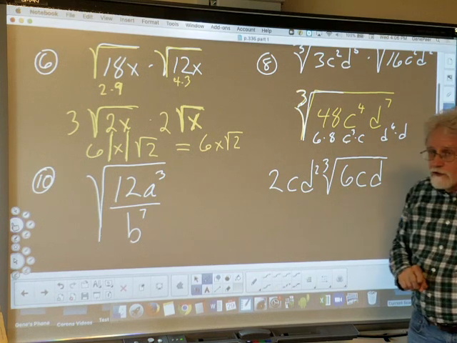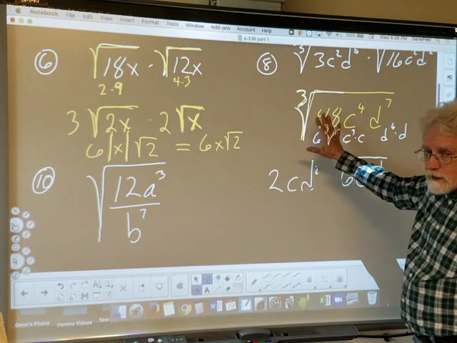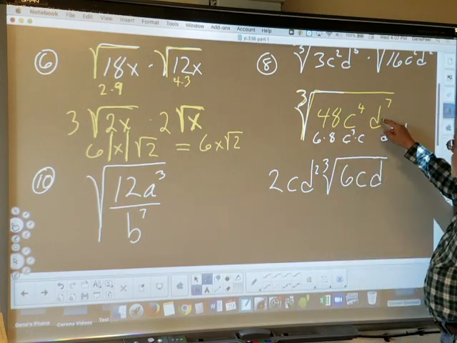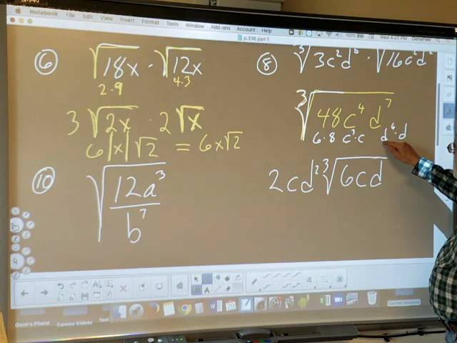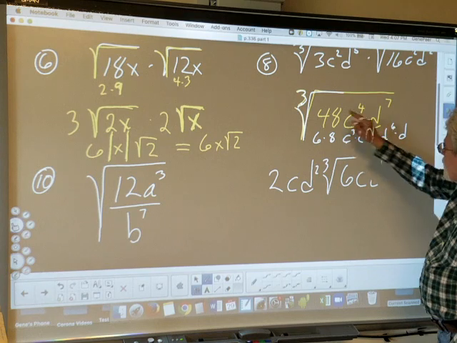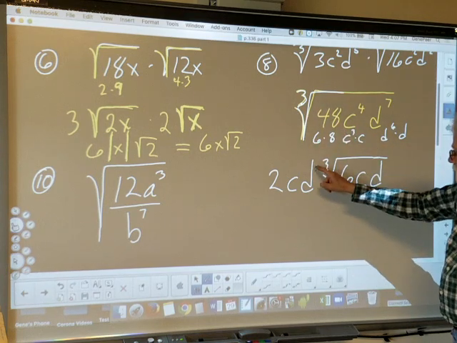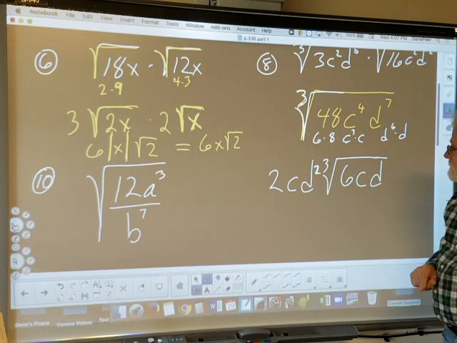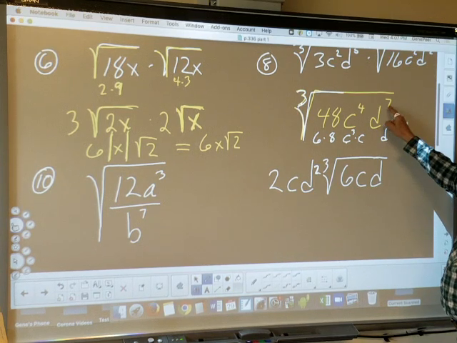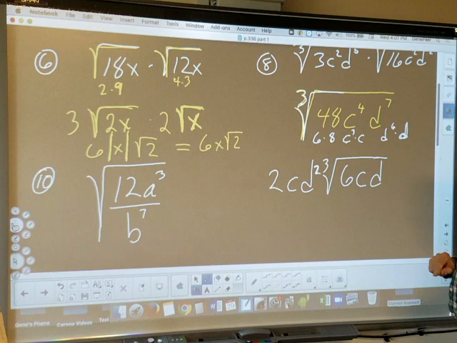Hey, you can use shortcuts now. When we first solved this stuff back in the beginning of the chapter, we didn't have any shortcuts. Now we do. Wouldn't this be D to the 6 over 3? D to the 6 thirds? D to the 2nd on the outside? But please don't forget, we're stuck with that 7th D left behind. We're done.